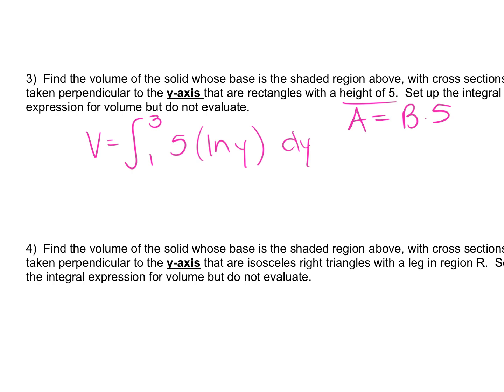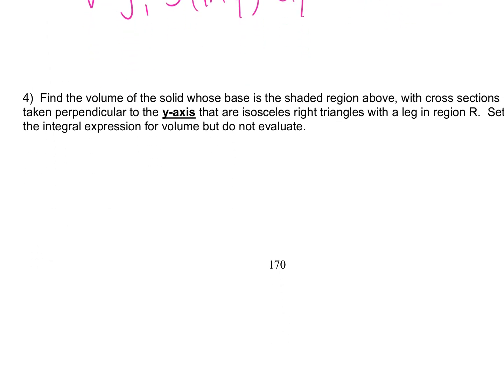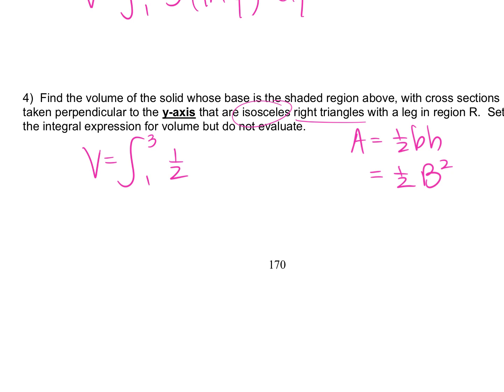All right, now this last one is a shape we haven't seen yet. This one says isosceles right triangles. How do you find the area of a triangle? 1/2 base times height, but what does isosceles mean? The legs are the same. So in the case of this one, it means it's going to be 1/2 b squared. Okay? So if I do that, my volume's still going to be the integral from 1 to 3 of 1/2, what is our base b? ln y squared.